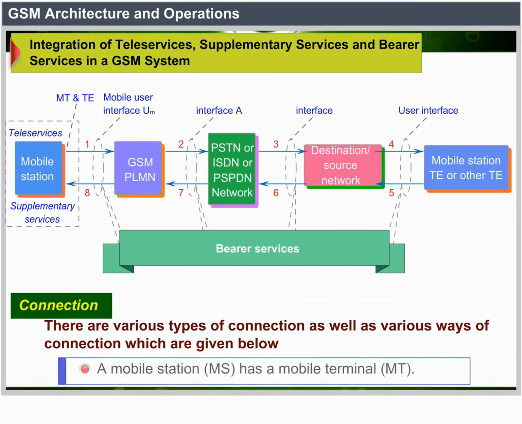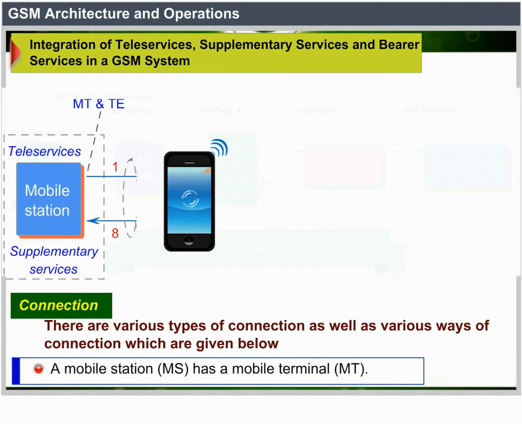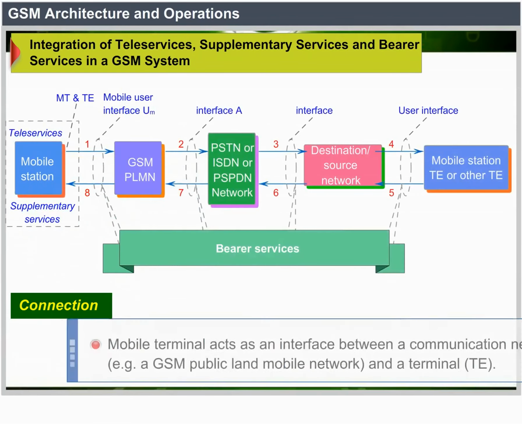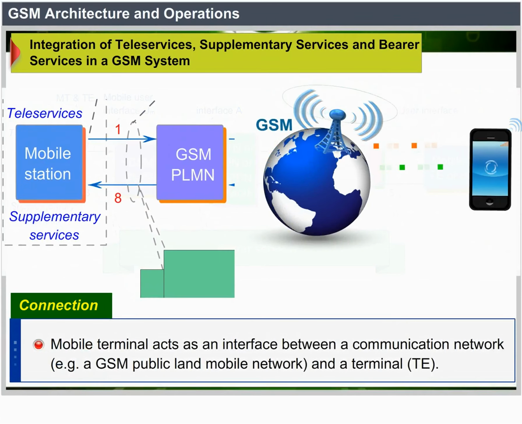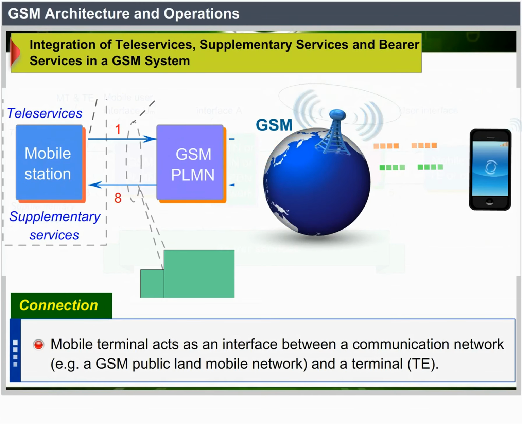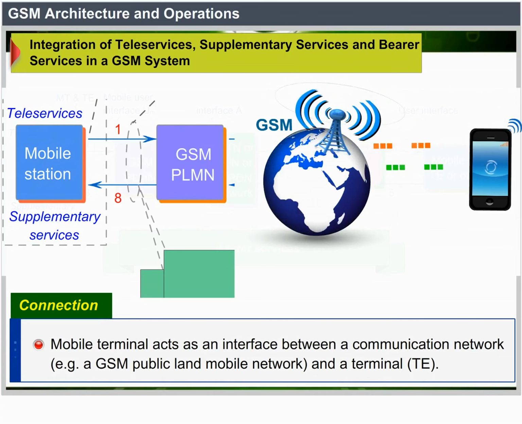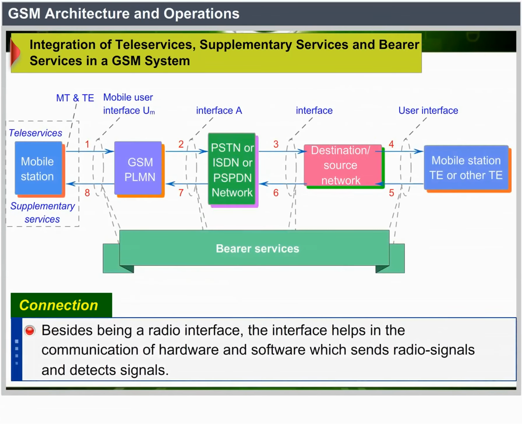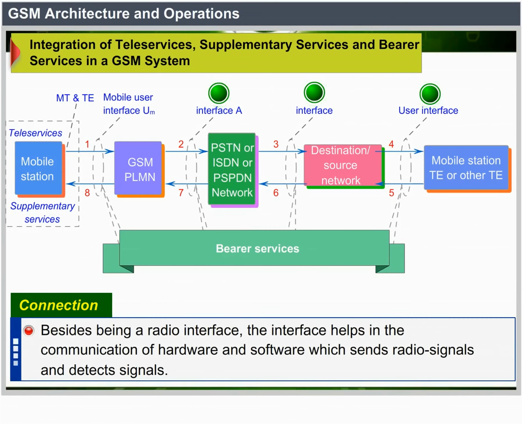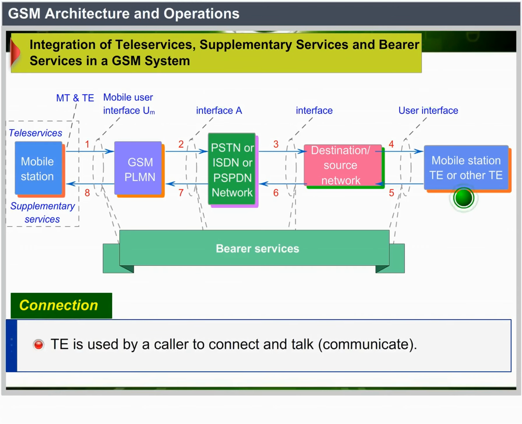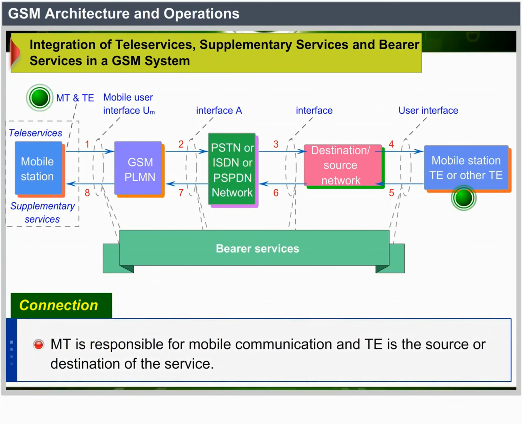Connection. A mobile station MS has a mobile terminal MT. The mobile terminal acts as an interface between a communication network, for example, a GSM public land mobile network, and a terminal. The interface is a radio interface, communication hardware and software which sends radio signals and detects signals. TE is used by a caller to connect and talk to communicate. MT is responsible for mobile communication and TE is the source or destination of the service.